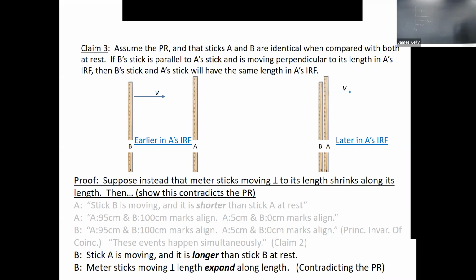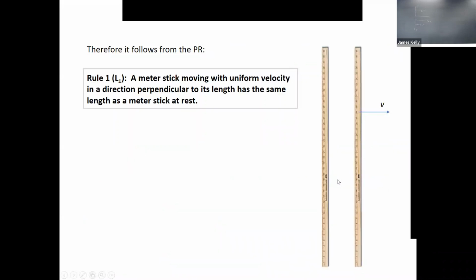One IRF says it shrinks, the other one says it expands. They've got to have the same outcome of the experiment because we're performing exactly the same experiment. But if this were true, the principle of relativity would be violated. And therefore, if we're assuming the principle of relativity, this cannot be true. In other words, one can't be shorter and one can't be longer. They have to be exactly the same length.